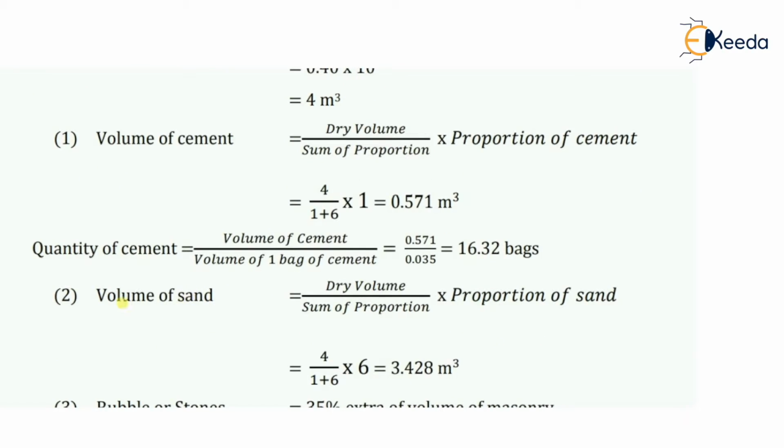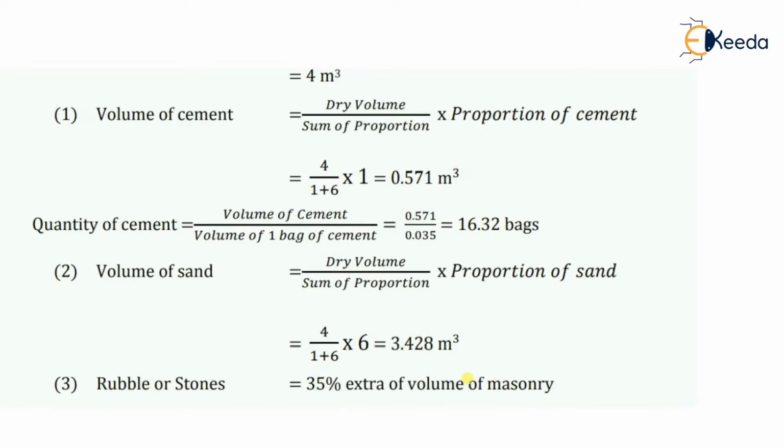Now the next step is to calculate the volume of sand. The formula is the same: dry volume divided by sum of proportion, multiplied by the proportion of sand. Here the dry volume is 4, the sum of proportion is 1 plus 6, as the proportion of cement mortar here is 1:6, and the proportion of sand is 6, which comes as 3.428 meter cube.